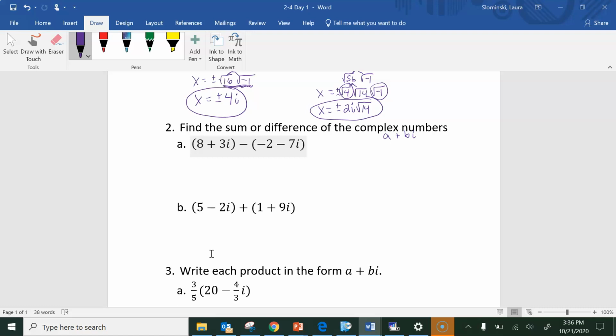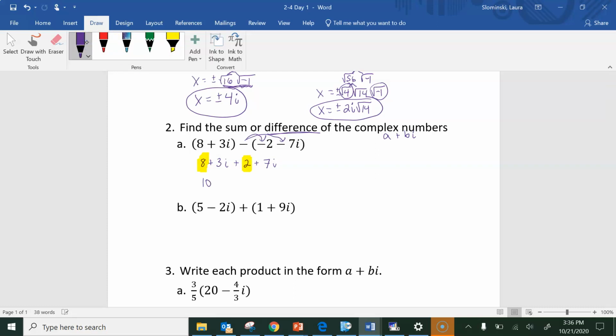This next example is a subtraction one because I see the minus in the middle, or it could say find the difference of. In this case, you just need to be careful to distribute that negative through. So I would rewrite this as 8 plus 3i minus a negative is plus 2 minus a negative is plus 7i. Once you do that, what the video talked about is it's just like combining like terms. So I'm going to add the two numbers together.